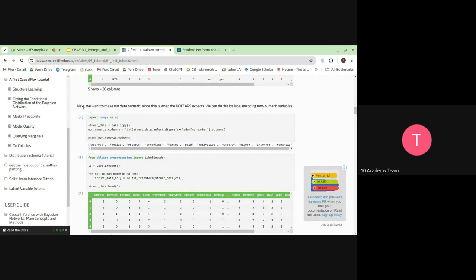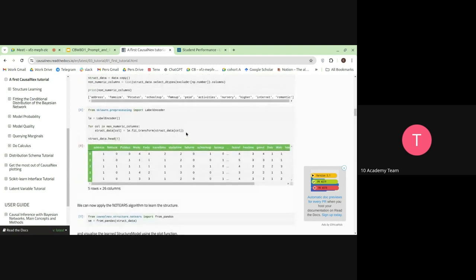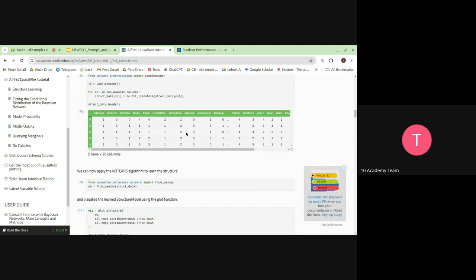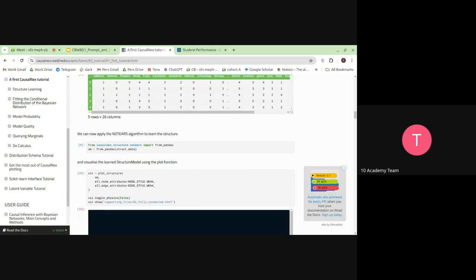So there is a step of making everything numeric. If you have any non-numeric variables, you want to label encode them into numerical variables, changing categorical to labels. This is a step of preparing everything, and this here is a step of learning the structure, basically.